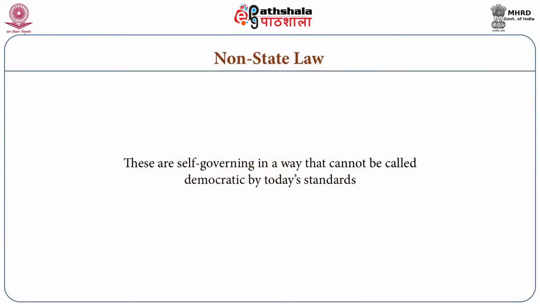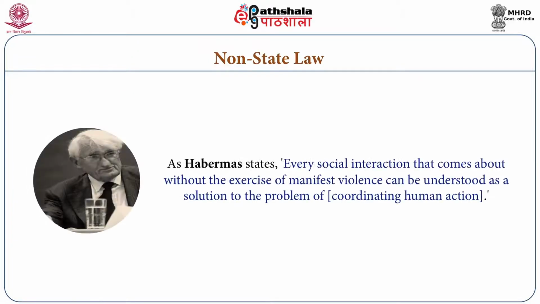In these places, there are a number of self-governing organizations in a way that we can't call democratic by modern standards. But as the philosopher of law and political philosopher Jürgen Habermas has stated, every social interaction that comes about without the exercise of manifest violence can be understood as a solution to the problem of coordinated human action. In other words, as long as there's not manifest violence, then these kinds of organizations, while we might not call them democratic according to the modern conception, are viable ways of organizing communities.